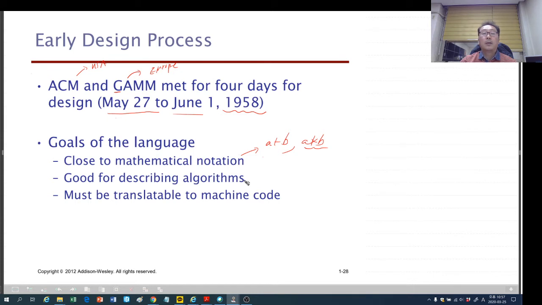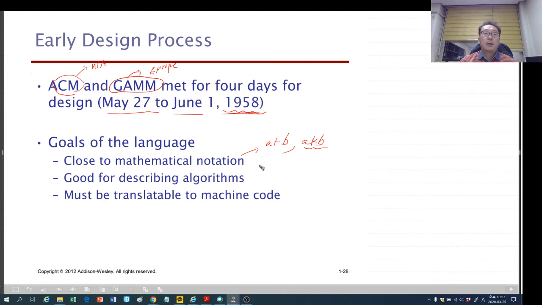네, 그래서 첫 번째, ACM과 유럽에서 1958년에 모여서 이제 서로 토의를 하겠죠. 새로운 언어를 우리 만들어 보자라고 해서 세 가지 이 언어의 오브젝티브 또는 그 기능을 정의합니다. 그래서 첫 번째가 가급적이면 언어가 수학 노테이션을 따랐으면 좋겠다.